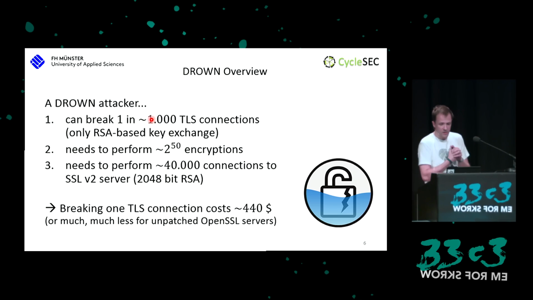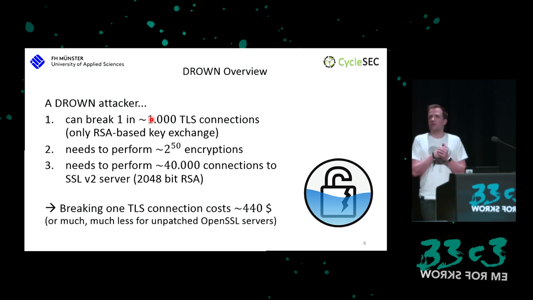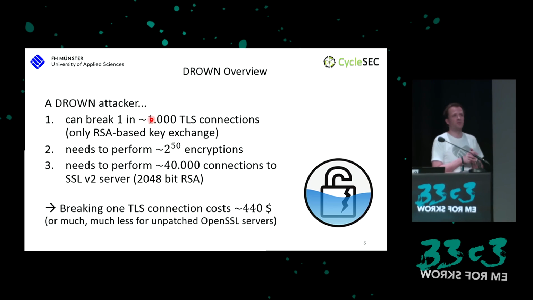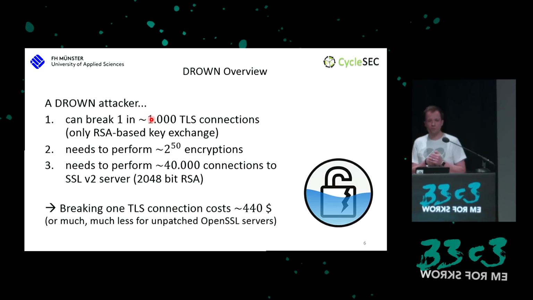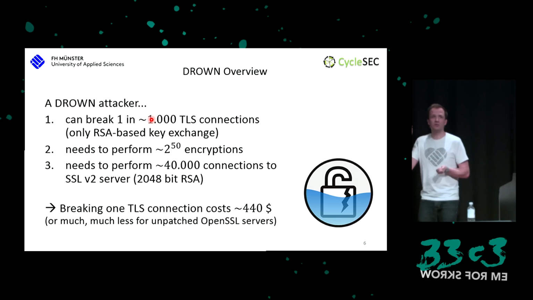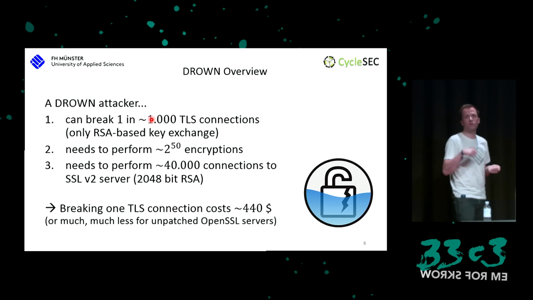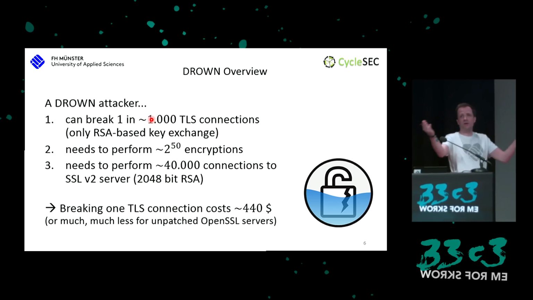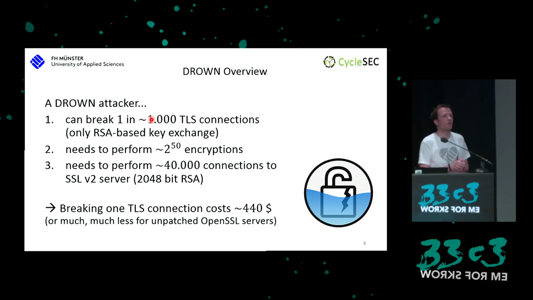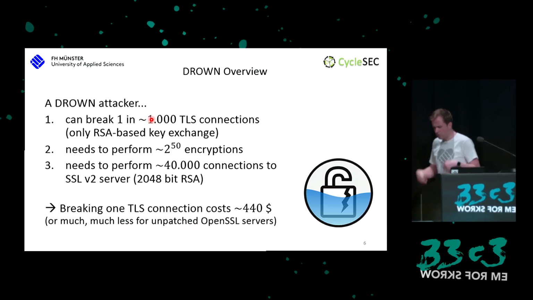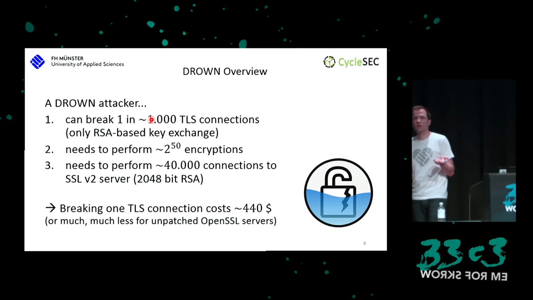Okay. So we did an exploit, and also we put a lot of effort into optimizing the attack. And the best thing that we could do was breaking a single TLS connection on Amazon EC2 for $440. So which is pretty cheap, right? So if everyone here gives like maybe 50 cents or so, that would be already sufficient to break a single TLS connection.